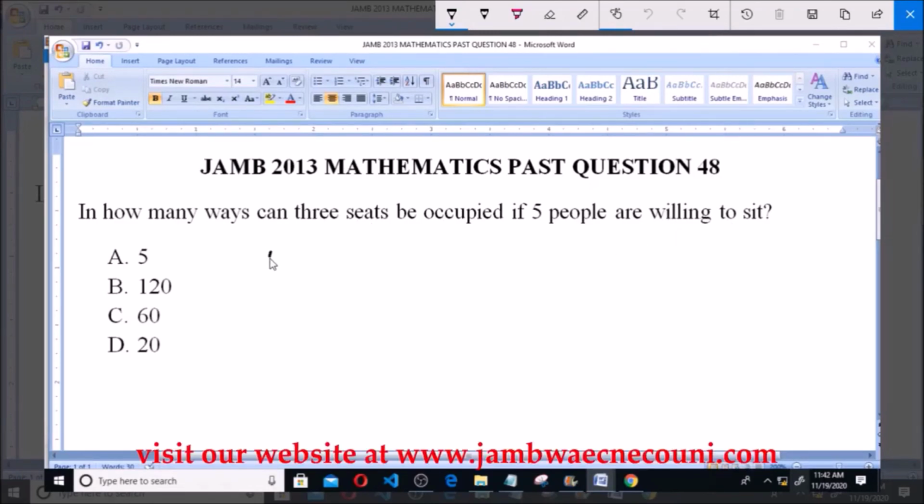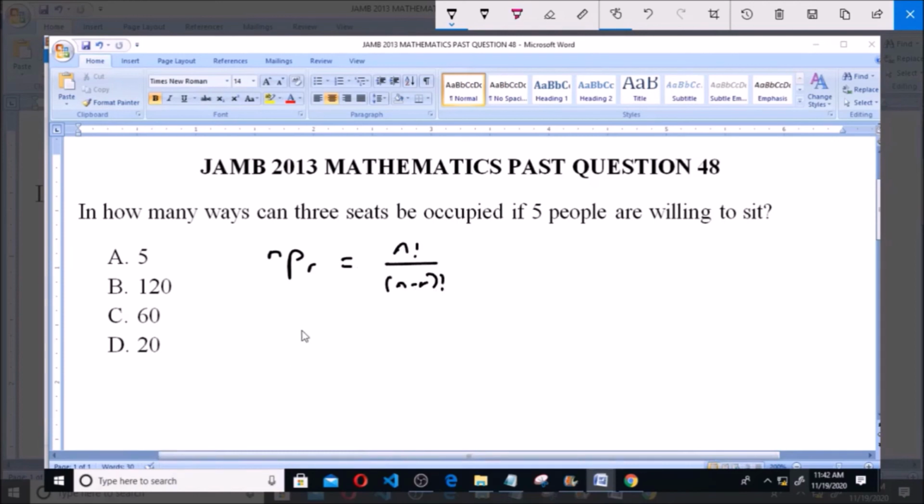That is, we know that n permutation r is equal to n factorial all over n minus r factorial. Now, 5 people are willing to sit on 3 seats, so that is 5 permutation r. So how would these 5 people be arranged on these 3 seats? So 5 permutation 3, and that is 5 factorial all over 5 minus 3 factorial.